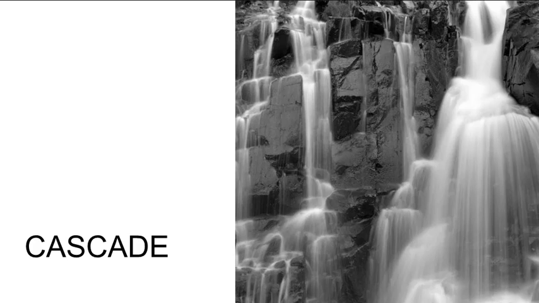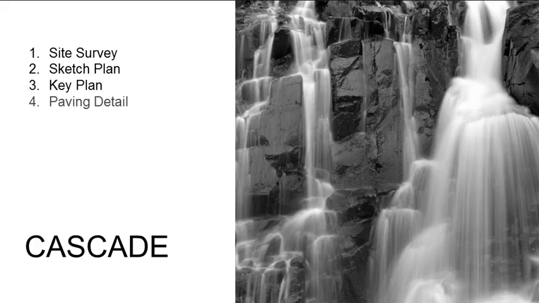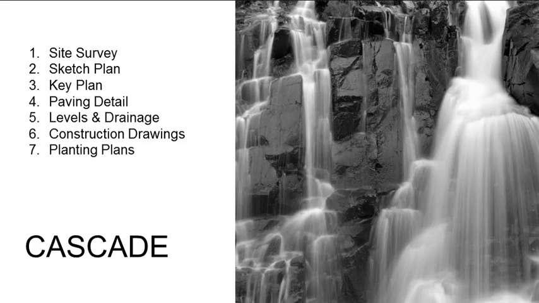One of the major advantages of CAD is that it allows you to use the same information in several different ways and at several different scales. When moving your freehand sketch plan into CAD, I recommend setting up the following design layers: a site survey, sketch plan, key plan, paving detail, levels and drainage, construction drawings, and planting plans. And then make sure you use the specific design layers for their specific set of information. And these, in combination with individual classes and later sheet layers, you can create any number of information permutations.